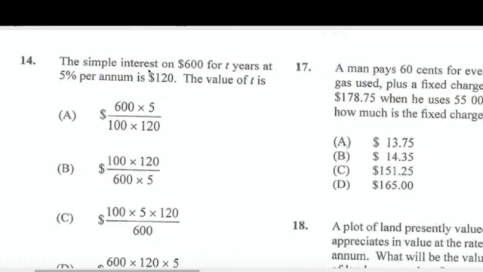Okay, number 14. The simple interest on $600 for T years at 5% per annum is $120. Find the value of T. Well, this is a simple interest question. This will be the principal, for T years, this is the time, this is the rate, and per annum, and this is actually the simple interest. Be careful with the English there, right? So simple interest, 120, is equal to principal times the rate times the time over 100, right?